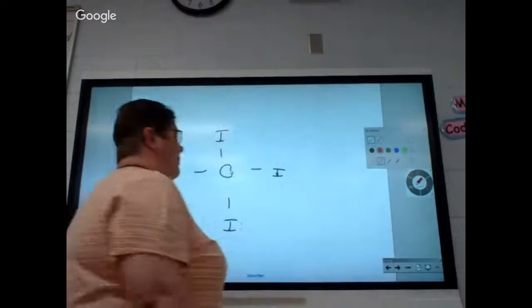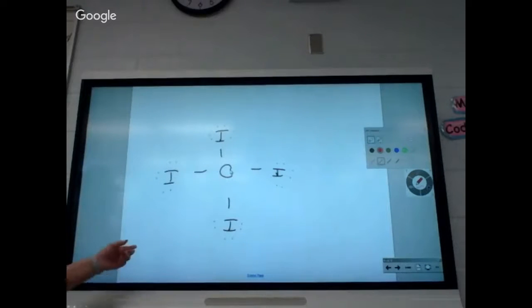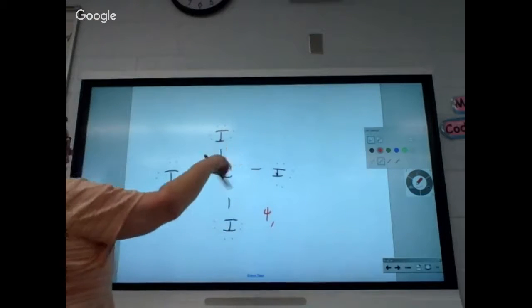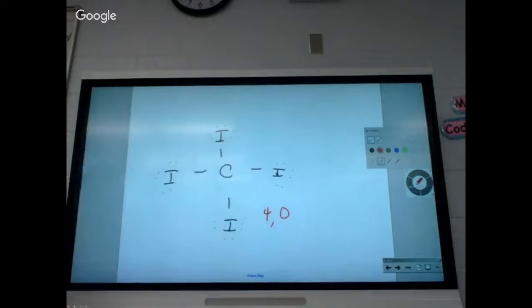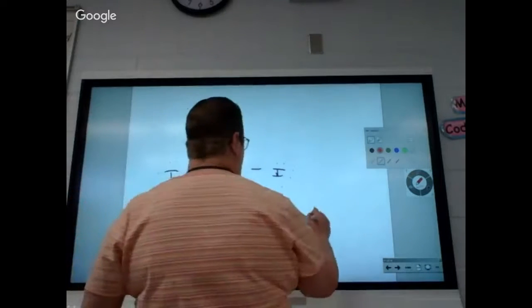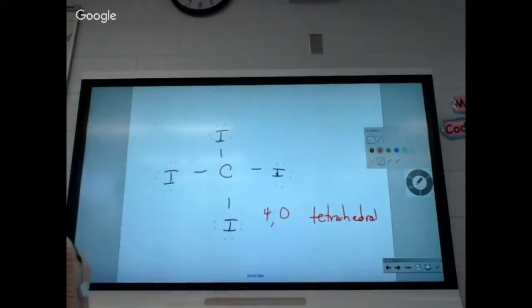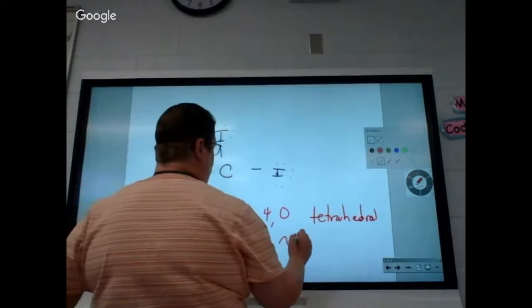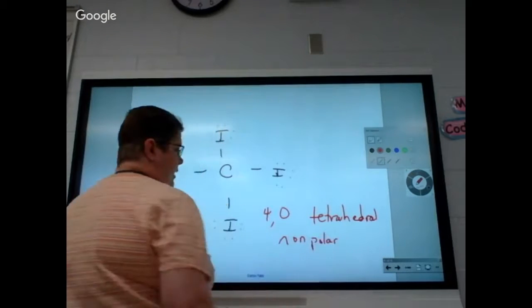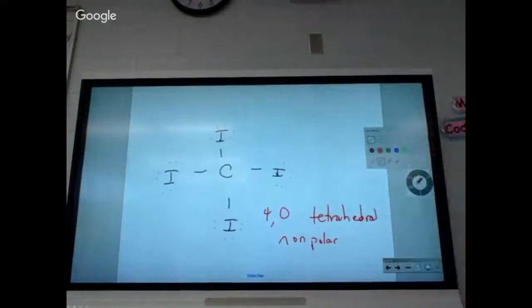Yep, everybody's got 8. I got my 32, so do I need to move anybody? No, I don't need to move a soul. Everybody has 8. How many I's do I have? 4. How many lone pairs are here? 0. So what geometry am I if I have 4 and 0? Tetrahedral. Okay, tetrahedral. Now, this last thing I need is, are my dipoles equal? Yep. Do I have any lone pairs? No. So I'm what? Non-polar. Questions? No. Everybody there? Yes.